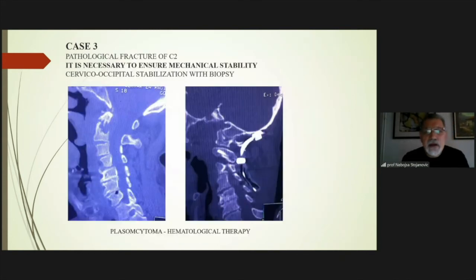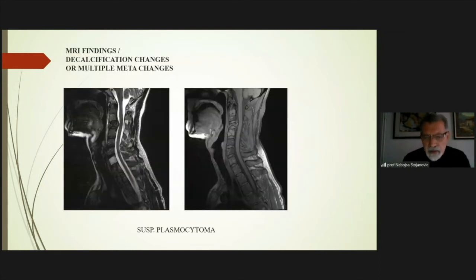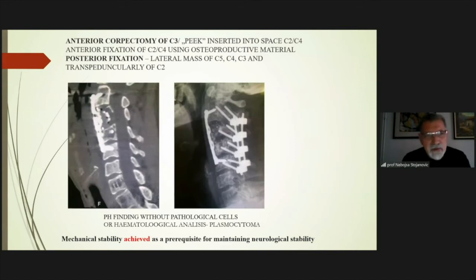In a pathologic fracture of C2, it is necessary to ensure mechanical stability. This is a plasmacytoma, and we must have mechanical stability for future therapeutic procedures, chemotherapy, and oncologic therapy. In this same case, a multi-destruction process of C2, C3, C5, plasmacytoma, we prefer anterior and posterior stabilization with corpectomy.